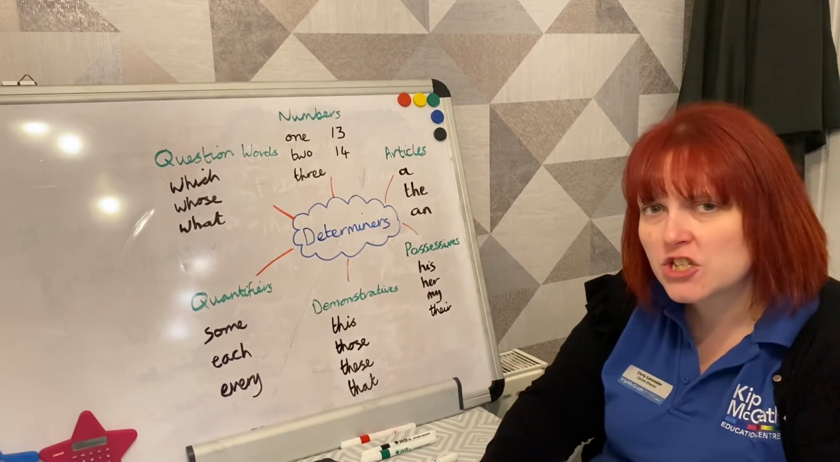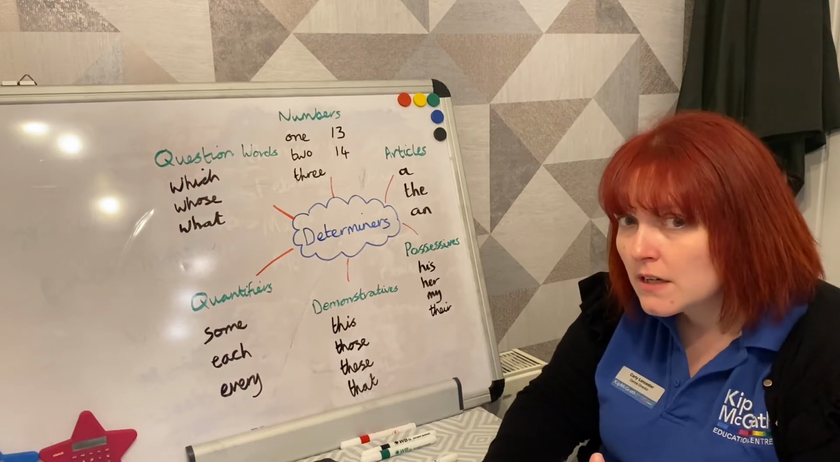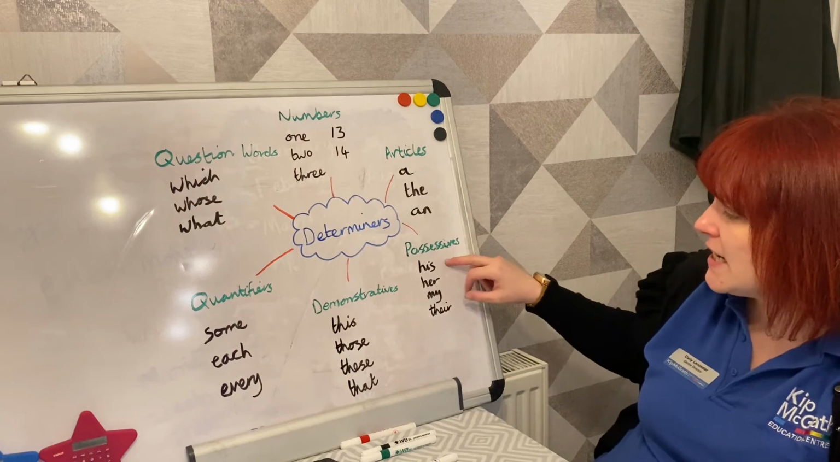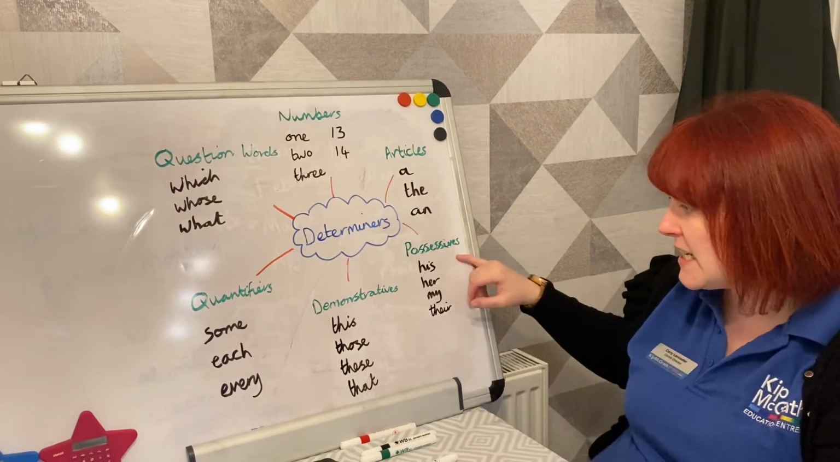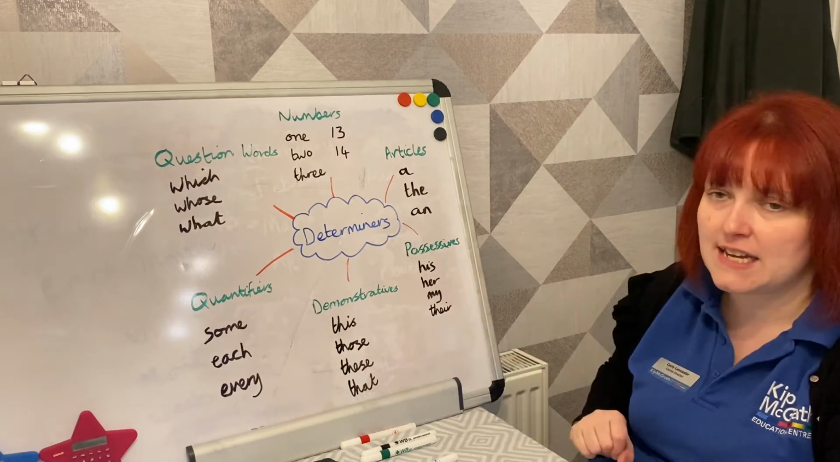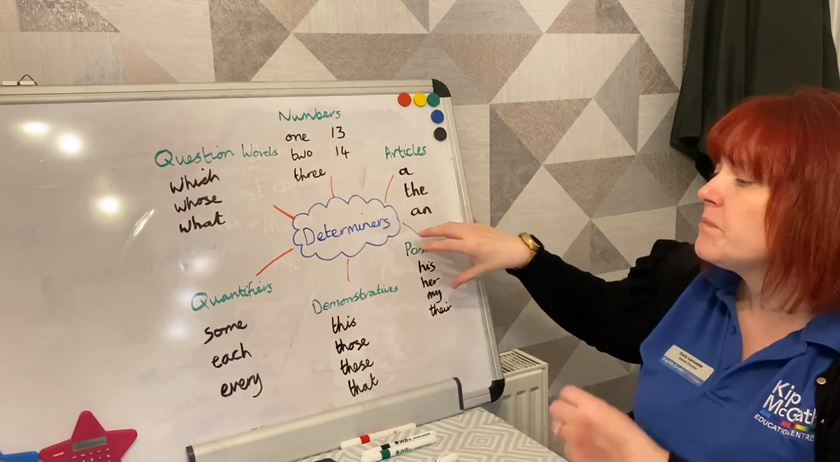Possessives are to do with possession. Okay, and they're generally called possessive pronouns. Okay, and your possessives are his, her, my, and their. So whose teddy bear is it? It's his, it's her, it's my teddy bear, or it's their teddy bear. That's who possesses it, so it determines who it belongs to.